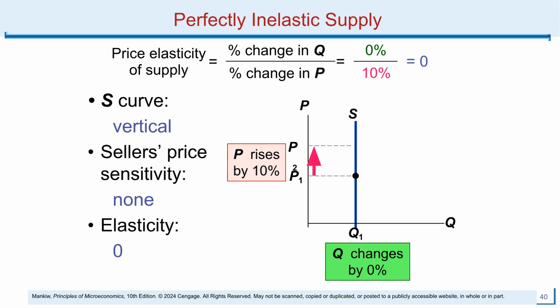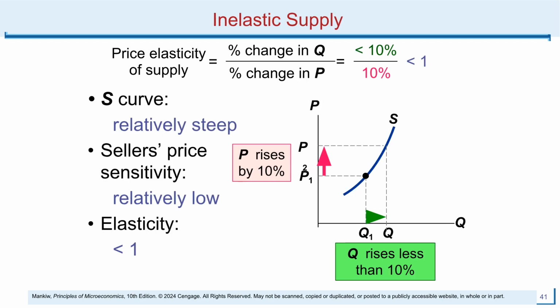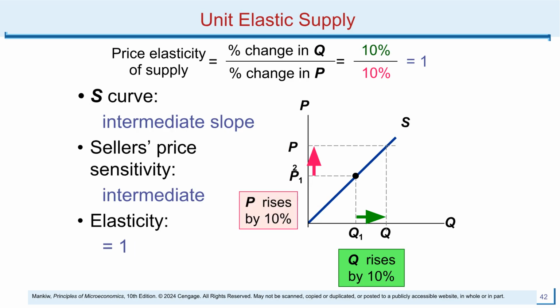Here we see a perfectly inelastic supply curve. Because the supply curve is vertical, sellers show no sensitivity to price changes, resulting in an elasticity of 0. When supply is inelastic, the curve is relatively steep. This signifies that sellers have relatively low price sensitivity, meaning the elasticity is less than 1. In the case of unit elastic supply, the supply curve has an intermediate slope, reflecting an intermediate level of seller sensitivity, where elasticity equals 1.